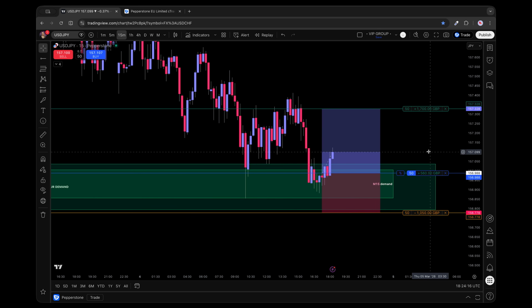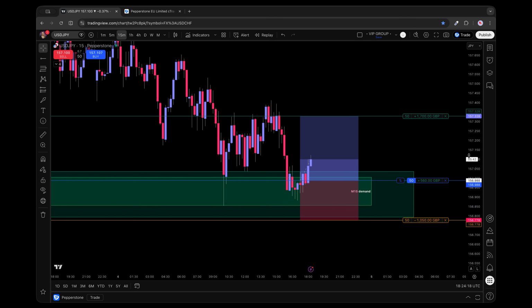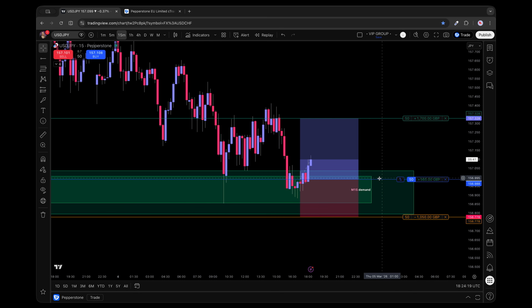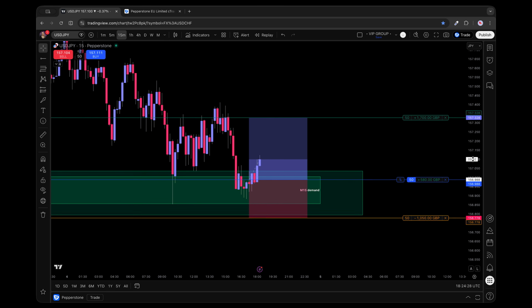If you take a closer look at the left side of this chart, you can probably notice that the price has already touched this demand area before. And when a zone gets touched multiple times, it becomes weaker because those orders start getting filled. So the more times the price returns to that level, the less reliable it becomes. But that's not the only issue.